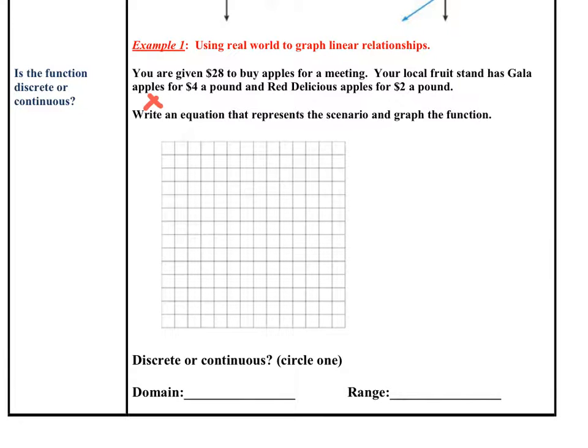I'm going to make Red Delicious apples my y. What's my total, guys? 28. So I'm going to write an equation in standard form. It says it's $4 for Gala, $2 for y, or $2 for Red Delicious. So Emma Kingsley, what's my equation going to be? 28 equals 4x plus 2y.